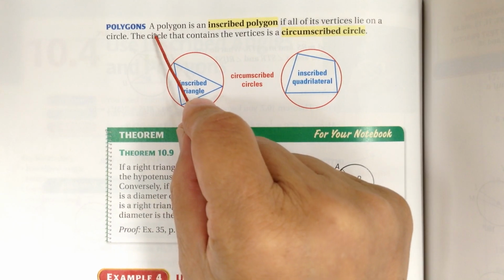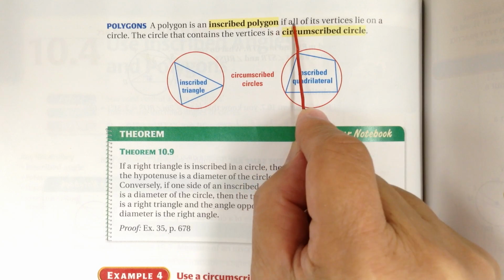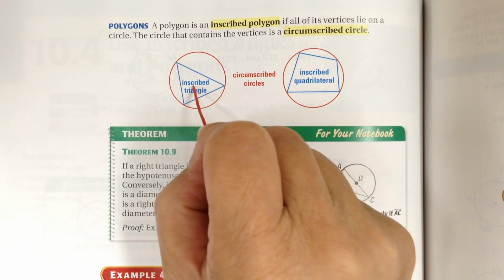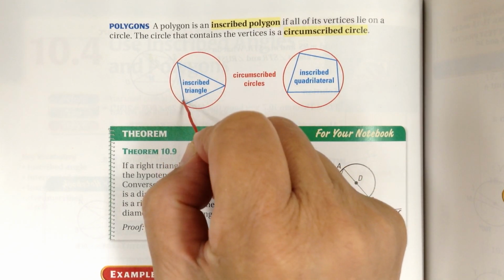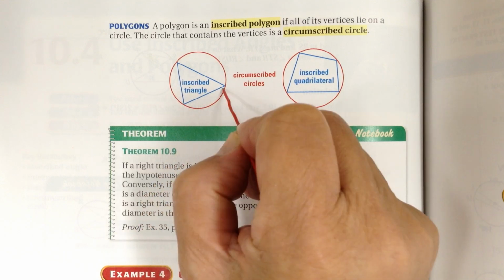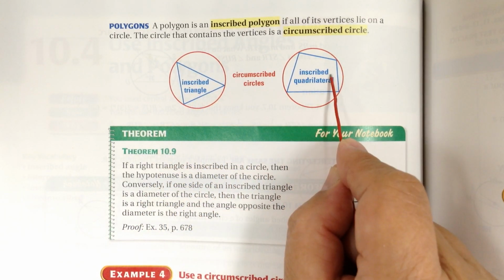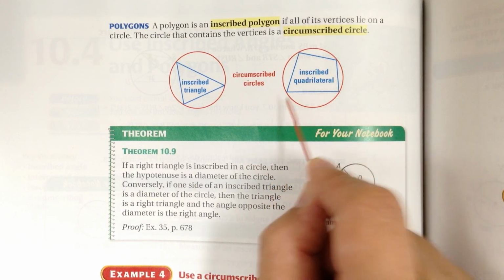Okay, it says polygons. A polygon is an inscribed polygon if all its vertices lie on a circle. So like this one, this is an inscribed triangle because all three vertices of the triangle are on the circle. This is an inscribed quadrilateral because all four vertices are on the circle.